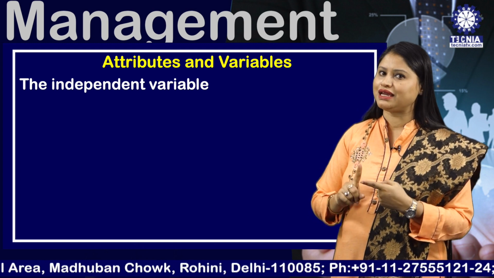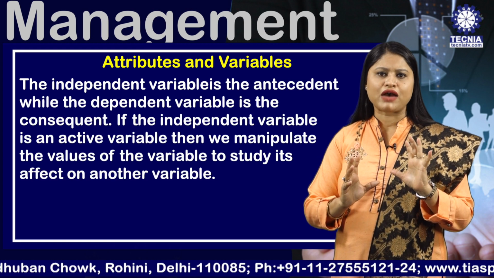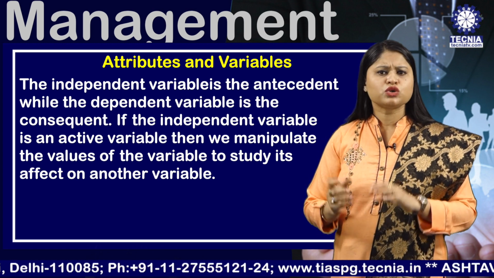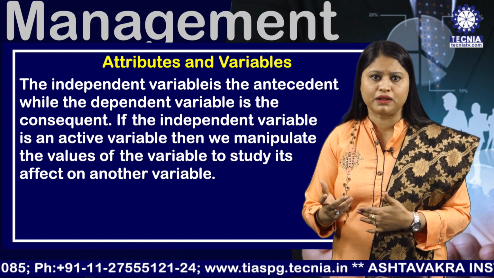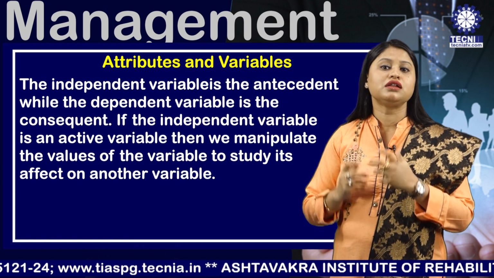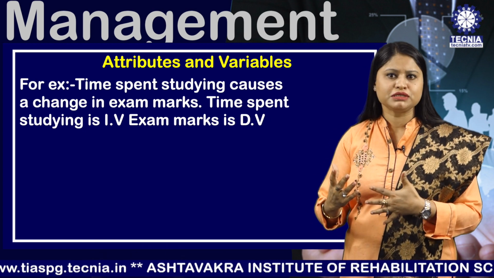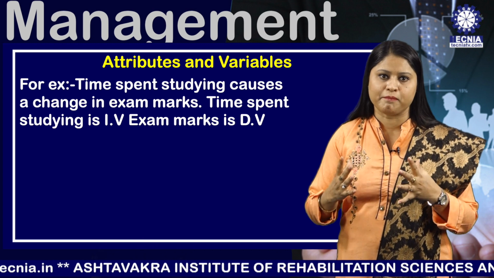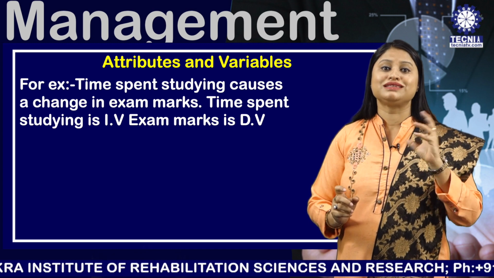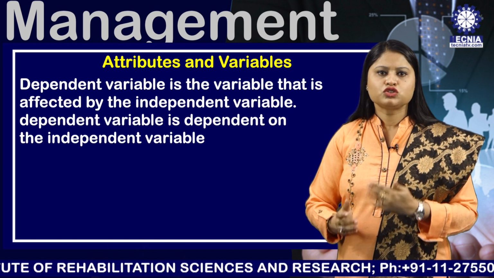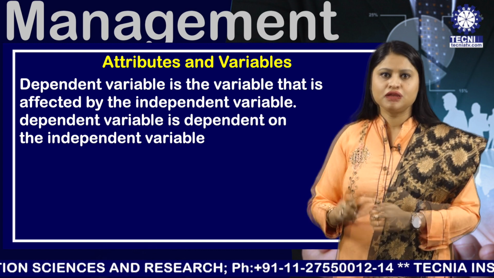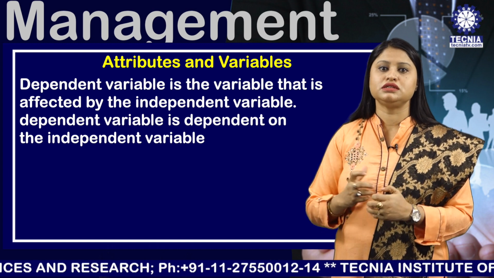The first one is the independent variable. The independent variable is basically the antecedent, while the dependent variable is the consequent. If the independent variable is an active variable, then we manipulate the values of the variable to study its effect on another variable. For example, time spent studying causes a change in exam marks. So here, time spent studying is the independent variable, while exam marks is the dependent variable. Basically, the dependent variable is the variable that is affected by the independent variable. The dependent variable is dependent on the independent variable.